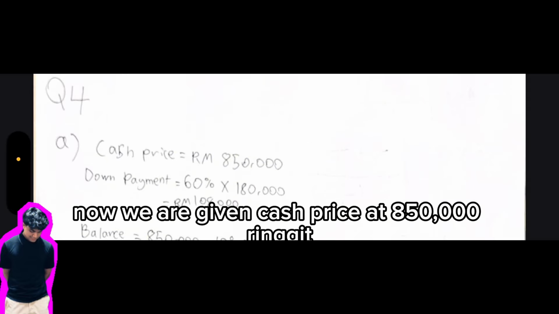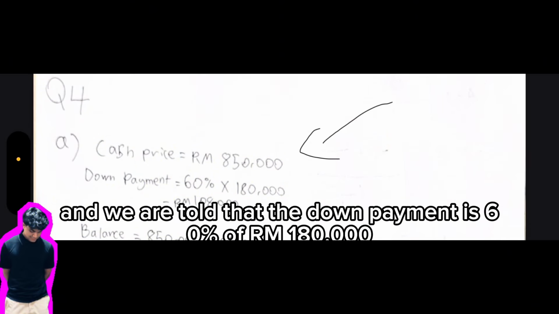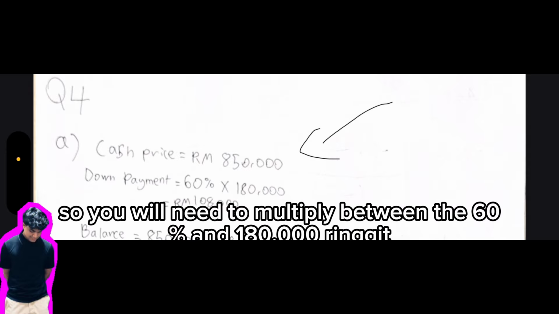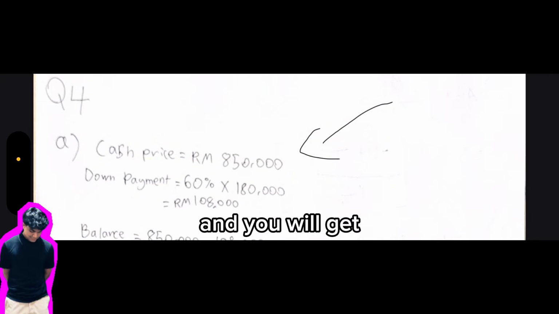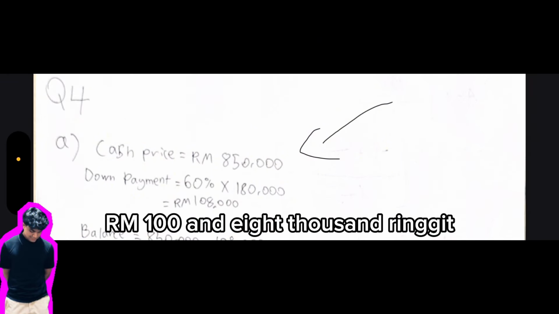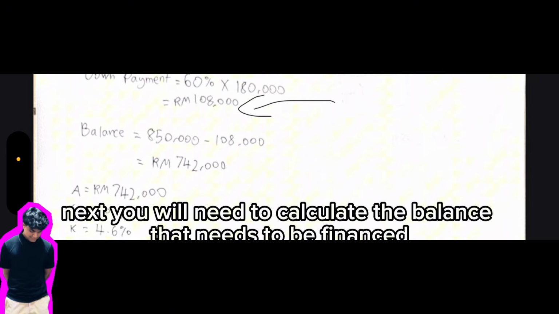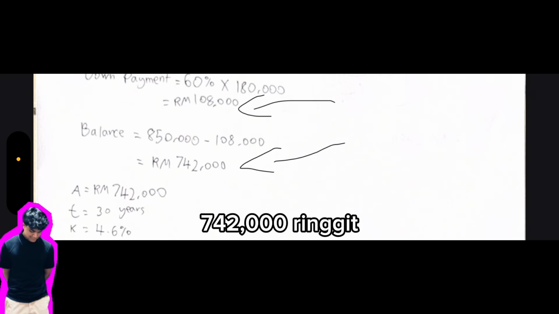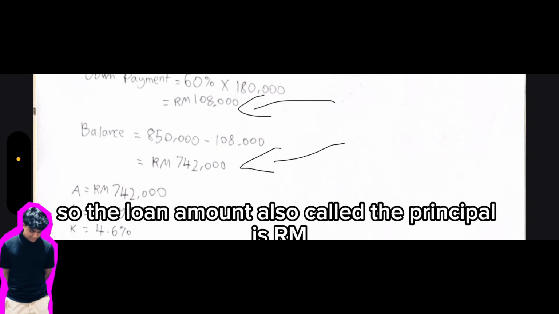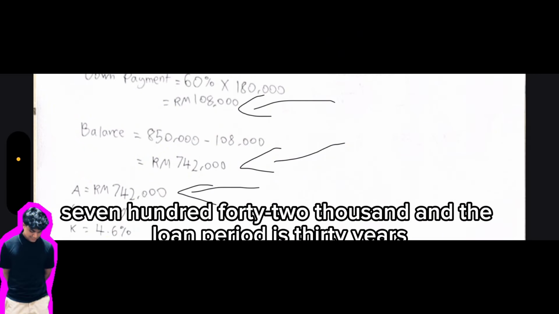Now we are given the cash price at 850,000 ringgit. And we are told that the down payment is 60% of RM 180,000, so you will need to multiply 60% and 180,000 ringgit, and you will get RM 108,000. Next, you will need to calculate the balance that needs to be financed, and you will get 742,000 ringgit. So the loan amount, so called the principal, is RM 742,000, and the loan period is 30 years.